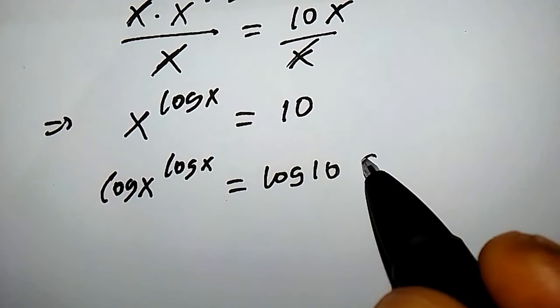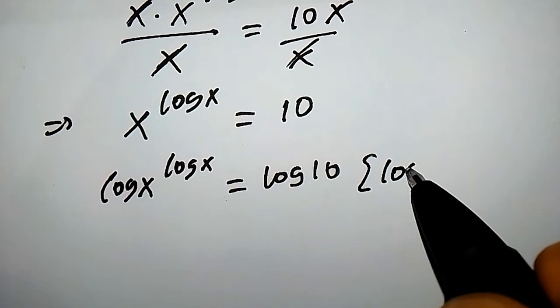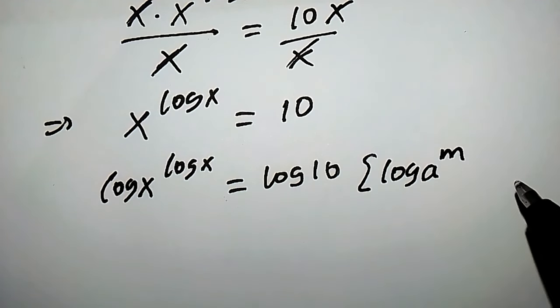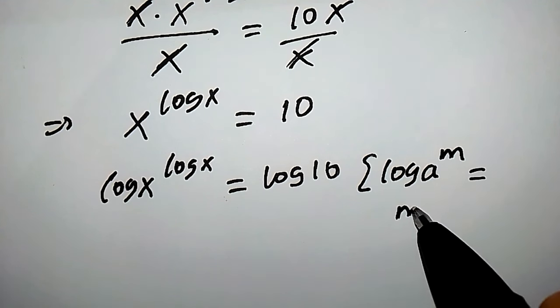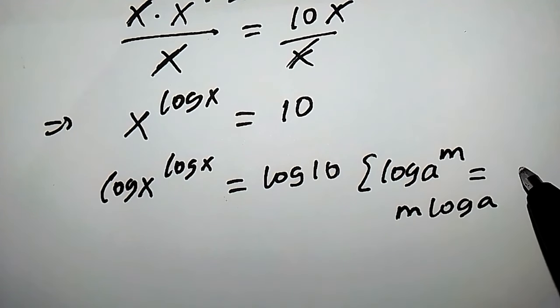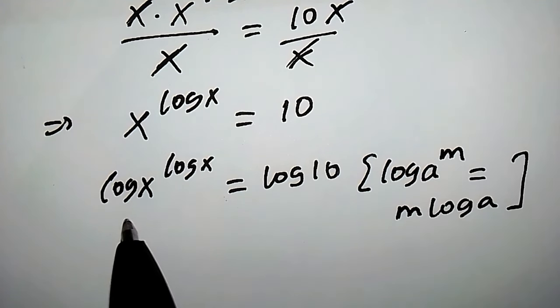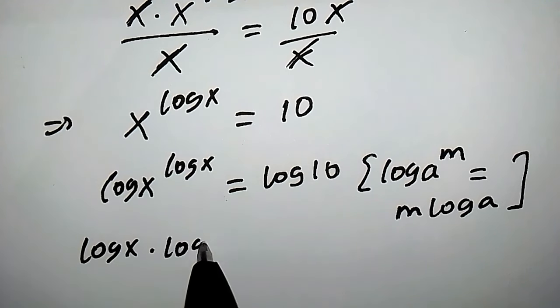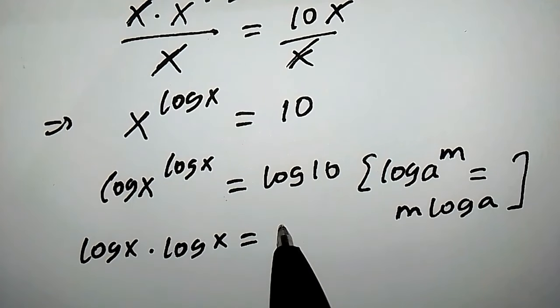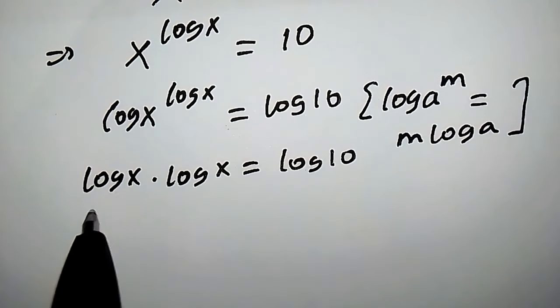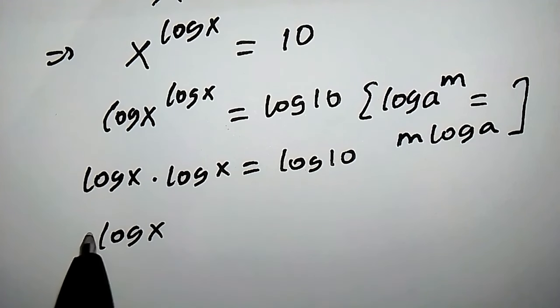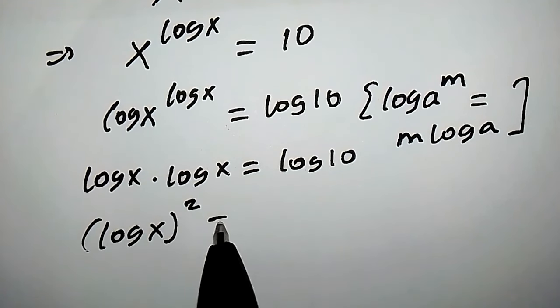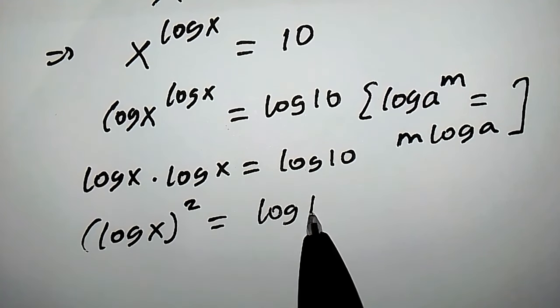Now, recall that, let's say we have log a raised to m. This is equal to m times log a. Applying this property to this left hand side, we have log x times log x equal to log 10. Log x times log x, that is log x all squared, equal to log 10.